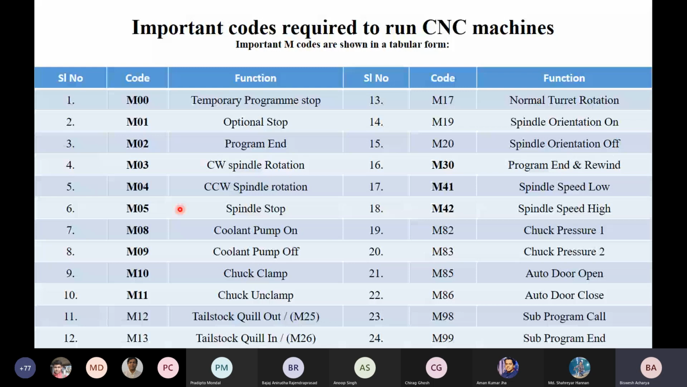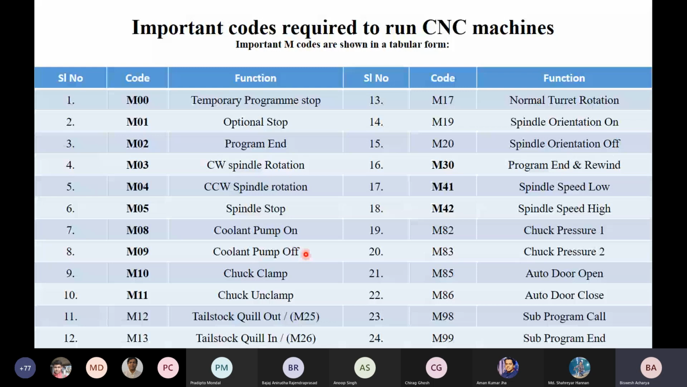Okay, and also we have to specify the spindle speed. We'll discuss that. And once our program is over or the machining part is over, we must stop the spindle by writing M05. Okay, and this coolant also. Prior to any machining action, we must switch the coolant pump on by writing M08, and once it is over, we have to write M09 so that the coolant pump will be off.